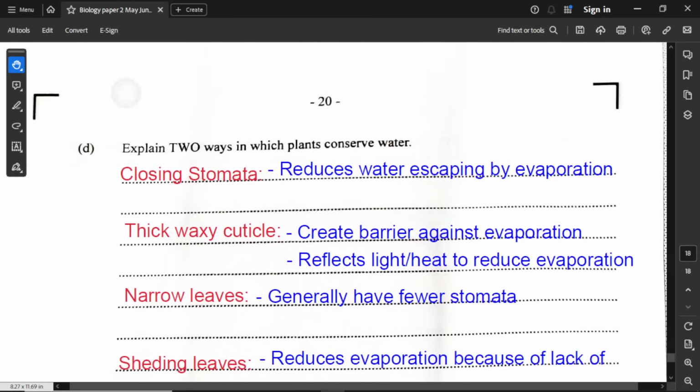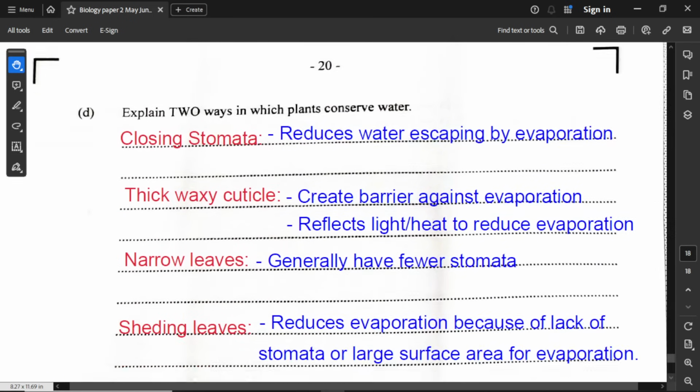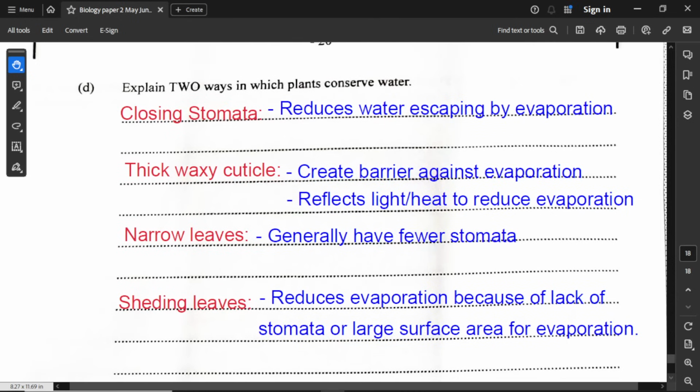All right. Part D is explain 2 ways in which plants conserve water. And I have 4 ways right here. One is closing their stomata. Very easy. So if it's losing too much water, the stomata will be closed. And of course, you could explain that this is closed by the guard cells. All right. And this will reduce water escaping by evaporation.